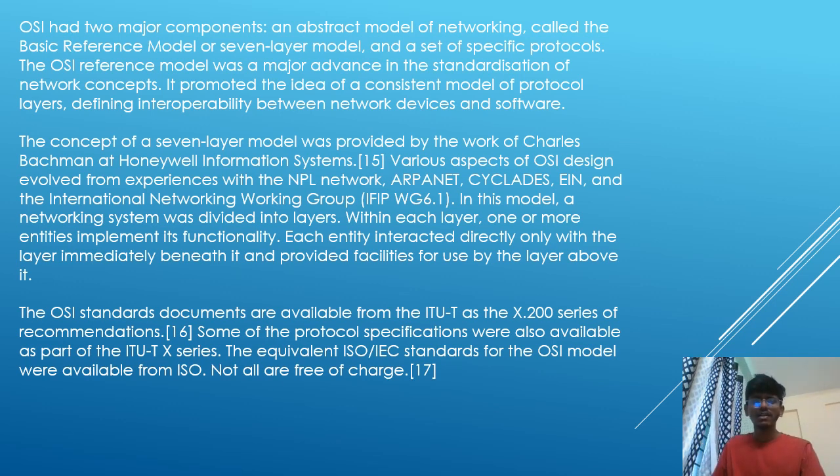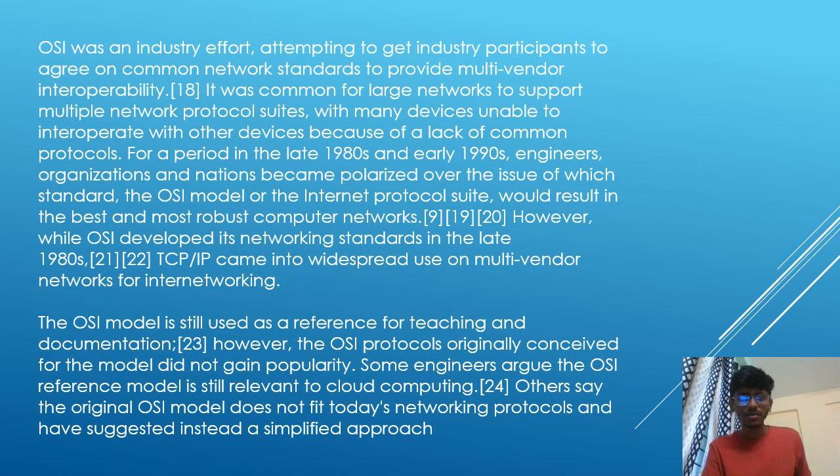The concept of a seven-layer model was provided by the work of Charles Bachman at Honeywell Information Systems. Various aspects of OSI design evolved from experience with NPL networks, ARPANET, CYCLADES and the International Networking Working Group. In this model, a networking system was divided into layers. Within each layer, one or more entities implemented its functionality. Each entity interacted directly only with the layer immediately beneath it, and provided facilities for use by the layer above it. The OSI model is still used as a reference for teaching and documentation.